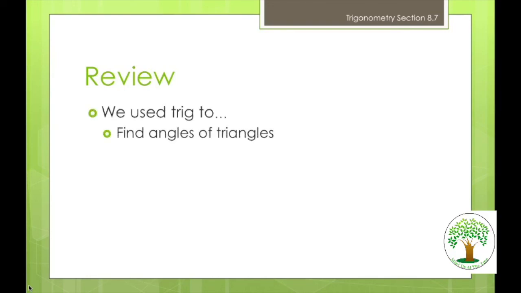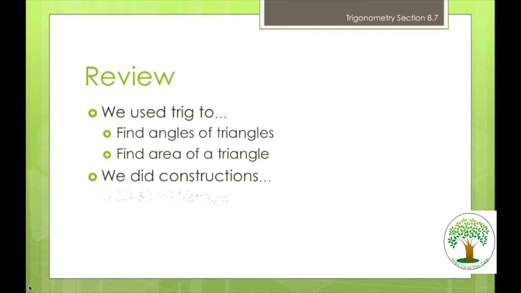All right, this is what we did today. We used trig to find the angles of a triangle. We used trigonometry to find the area of a triangle, find all the missing pieces. We also did some constructions. You did a 30, 60, 90 triangle. You did a 45, 45, 90 triangle.